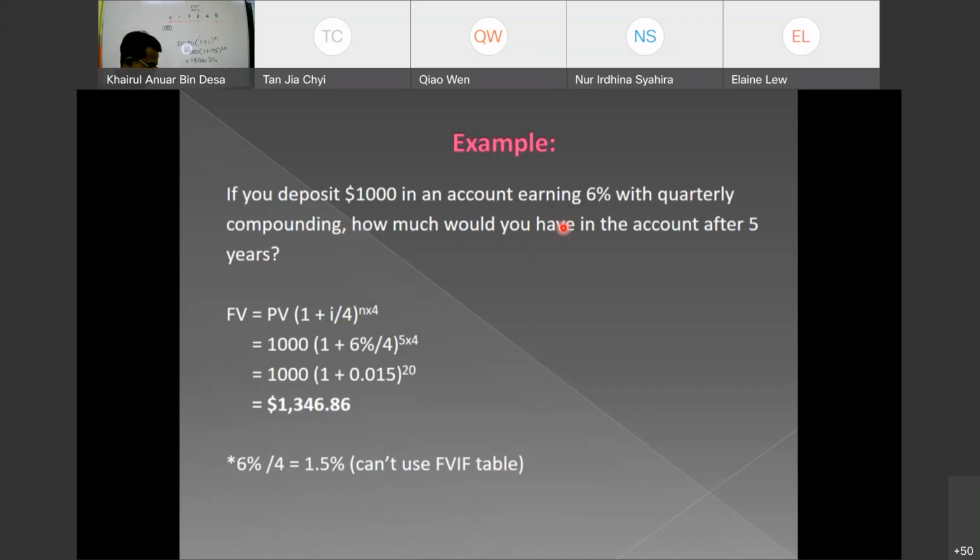But we cannot use the table because there is no column for 1.5. One of the weaknesses of the table. Okay, we cannot use the table. Okay, can you get this?